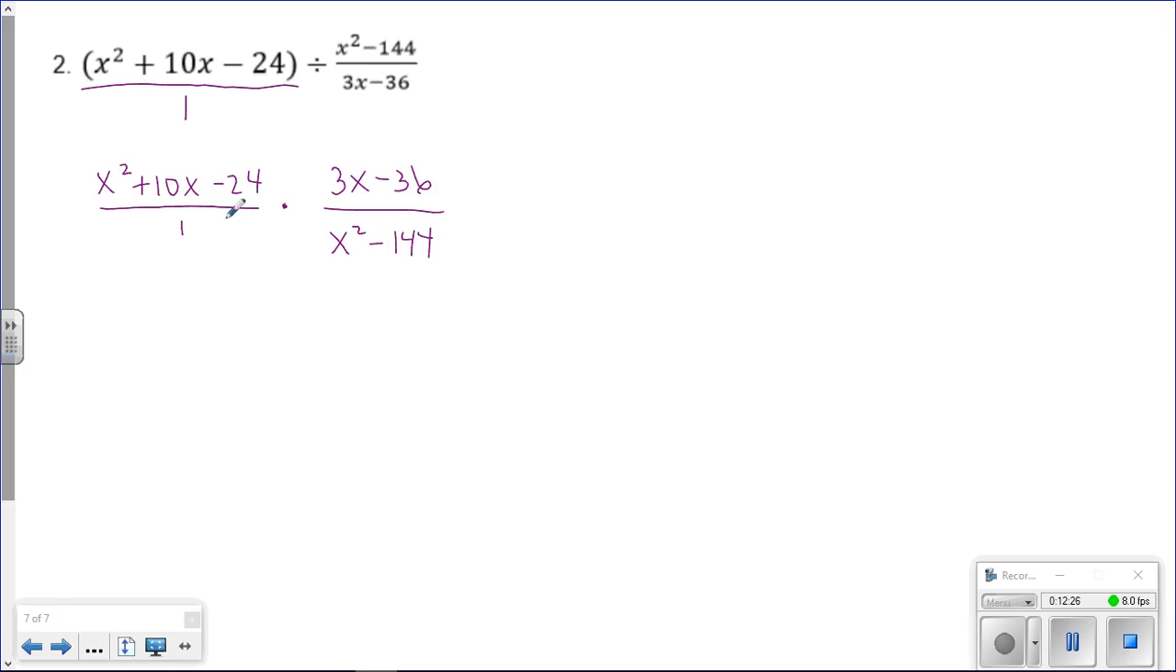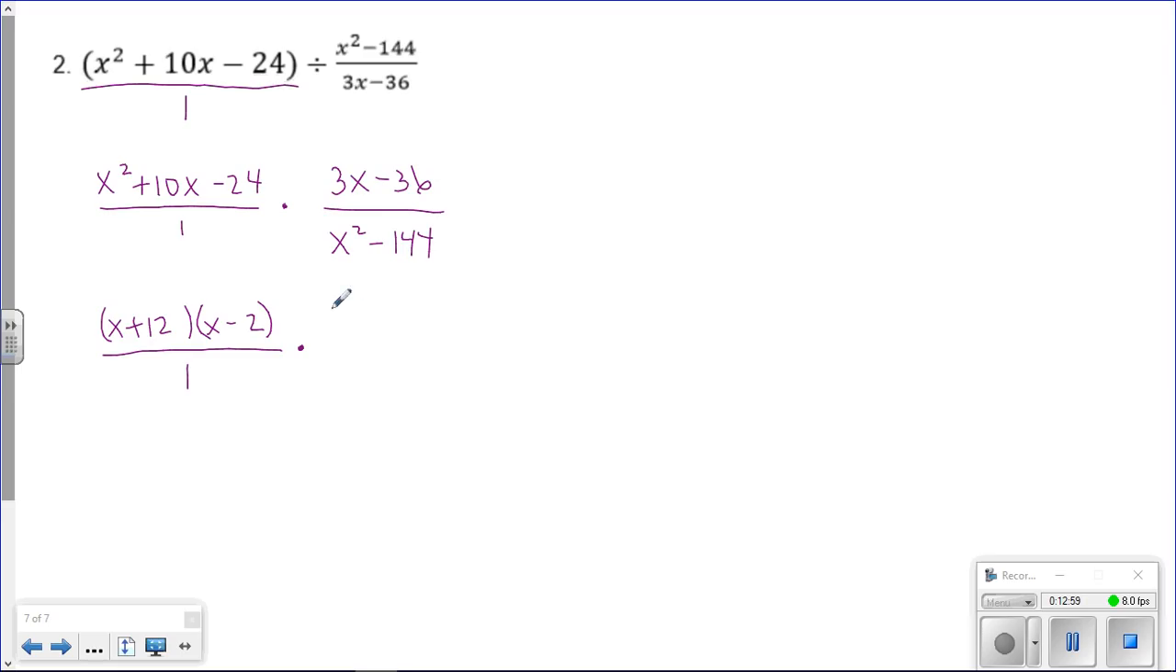All right, now it's a multiplication problem, and I'm going to follow my steps. So I want to factor what I can. So this first one looks like it's a simple ABC because the number in front of x squared is 1. So I have a binomial times a binomial. So what multiplies to x squared would be x and x. And then two numbers that multiply to negative 24 and add to positive 10. That would be positive 12 and negative 2. And then I can't do anything with 1, so I'm just going to bring it down.